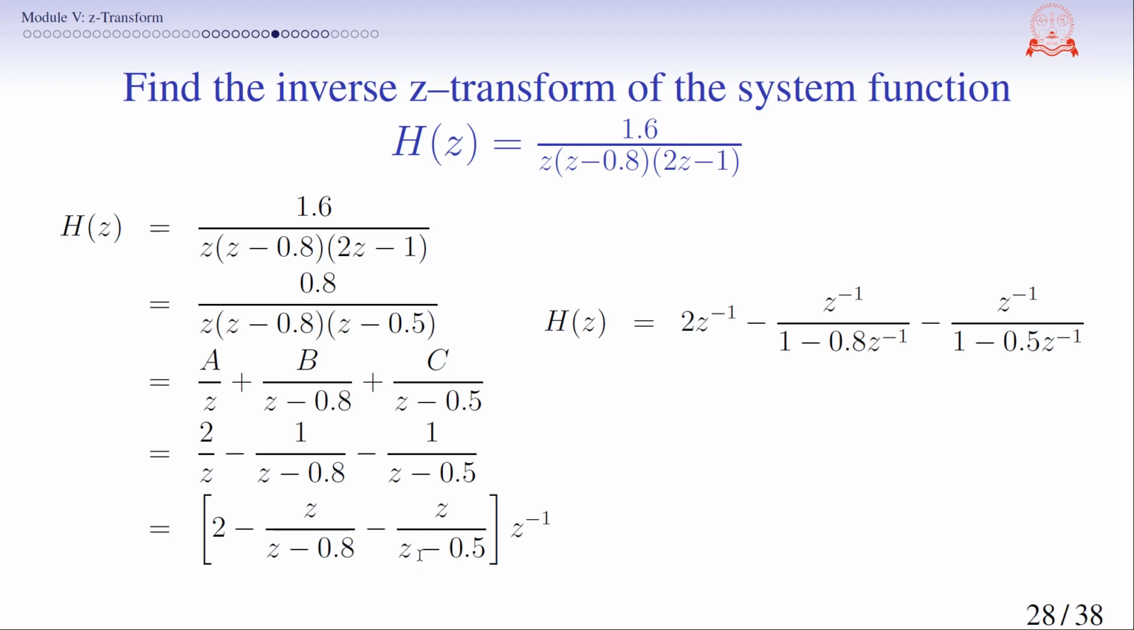Finally, there is a delay of one sample due to the factor of z raised to minus 1. So the h of n can be represented as 2 into delta of n minus 1 minus 0.8 raised to n minus 1 u of n minus 1 minus 0.5 raised to n minus 1 u of n minus 1. So this is my time domain signal.